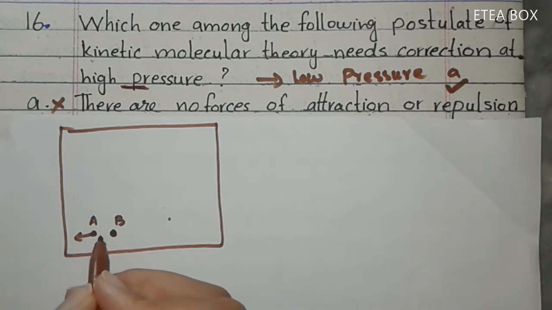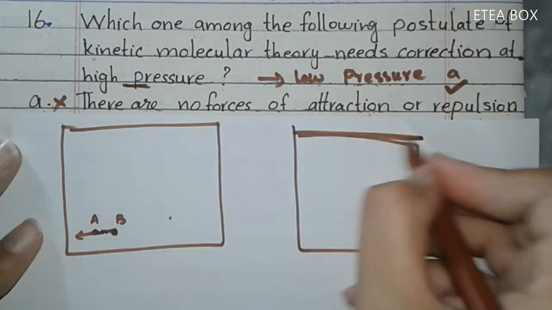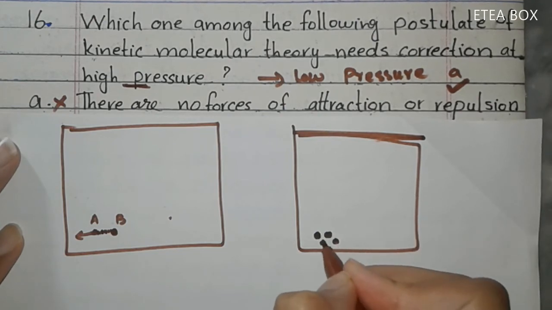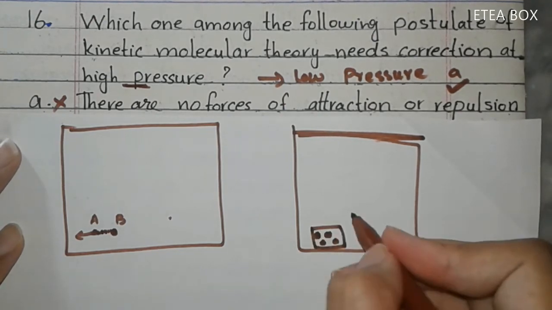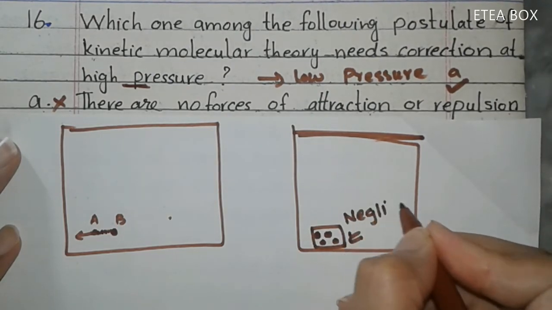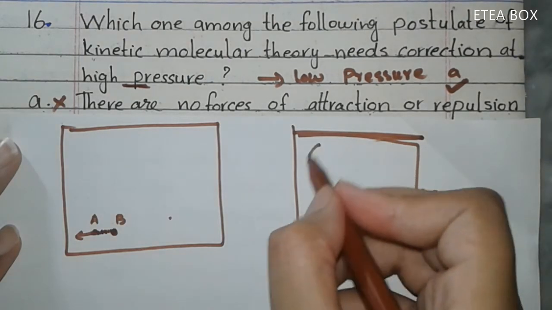Then next, what will happen? These intermolecular forces will be dominant. But when the intermolecular forces are dominant among the molecules, this actual volume will be negligible, as compared to this free volume.